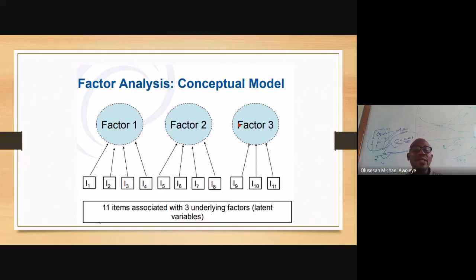So the conceptual model here is saying that we have 11 items which have been grouped to go into these latent variables: factor 1, factor 2, factor 3. Just like we have names underneath for all these items L1, L2, L3, you must also create a name for factor 1, factor 2, factor 3, that will cover them. And that's why we call it a latent variable. It is your creation. It is your thinking that will give them that name.